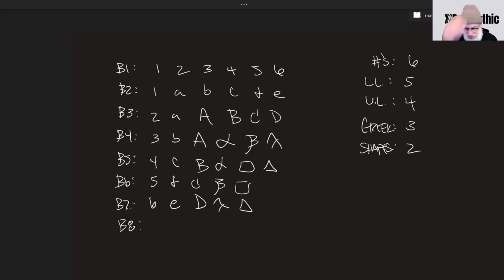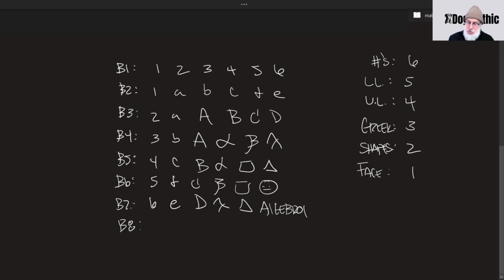And so lastly, well, not lastly, here I'm going to put a smiley face. And I got 1 smiley face. And here I'm going to put algebra. So algebra 1, he's a person, and I got 1.